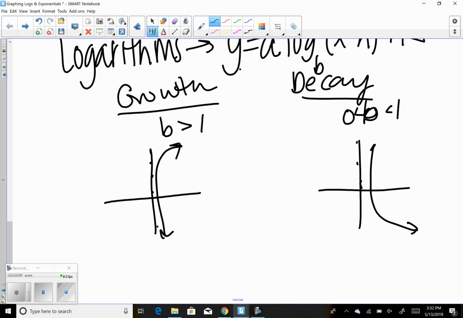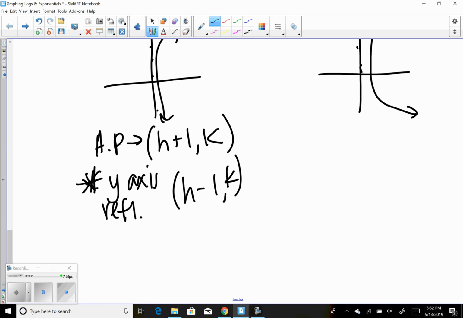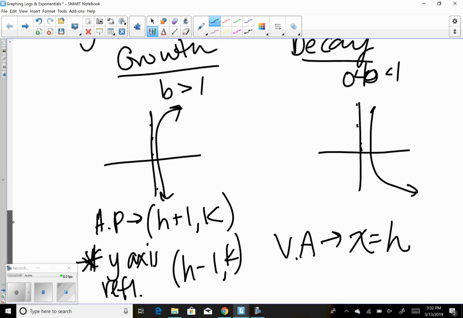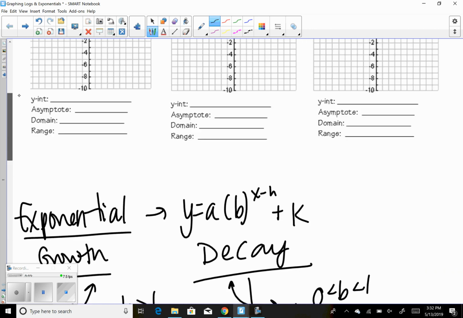All right, so your anchor point for this one, remember, is h plus 1, k, unless there was this special thing here. If there was a y-axis reflection, then it was h minus 1, k. So that was something you had to remember. And you had a vertical asymptote at x equals h for these. Okay, so exponentials had horizontal asymptotes and logarithms had vertical.